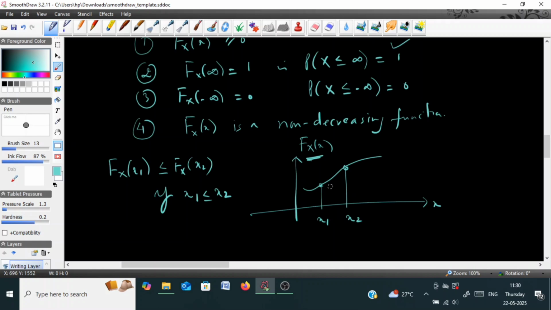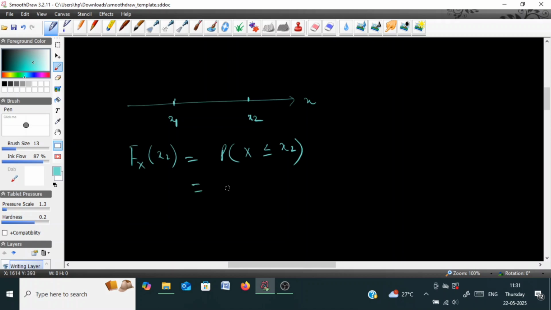That should also hold, because if x2 is greater than x1, then the CDF at x2 is the probability of the random variable having values less than or equal to x2. Definitely this will be higher than F_X(x1). Or you can also say it like this.